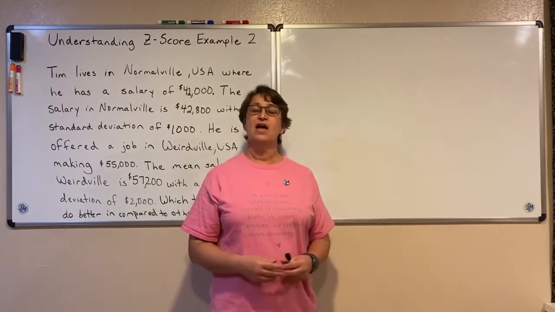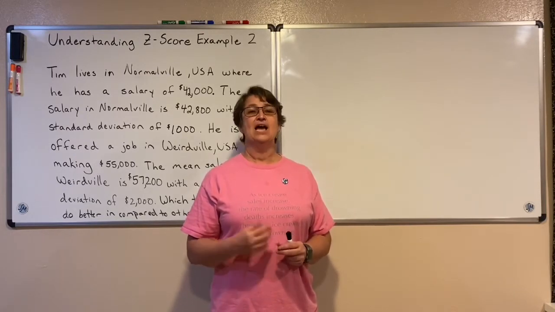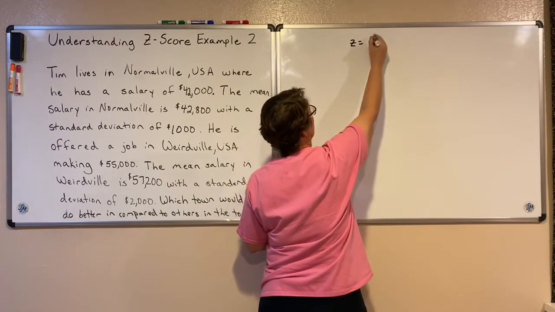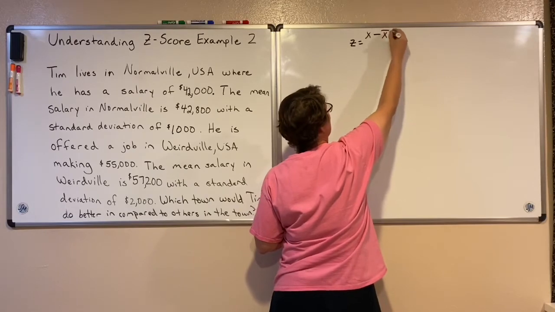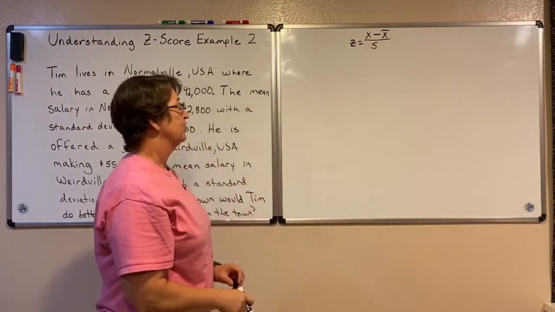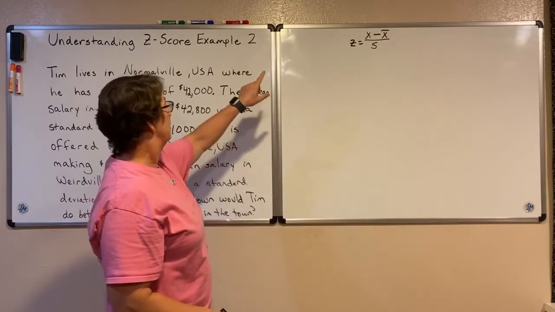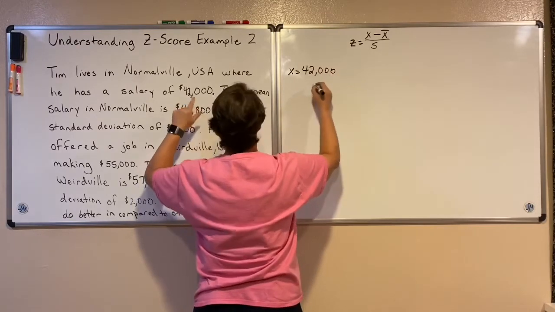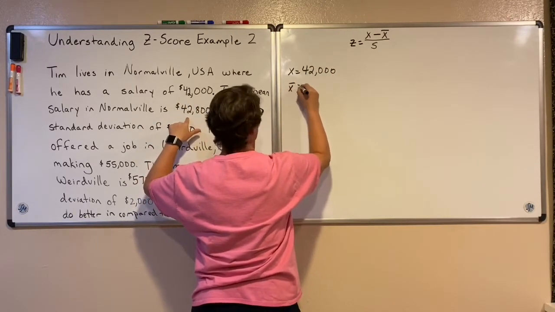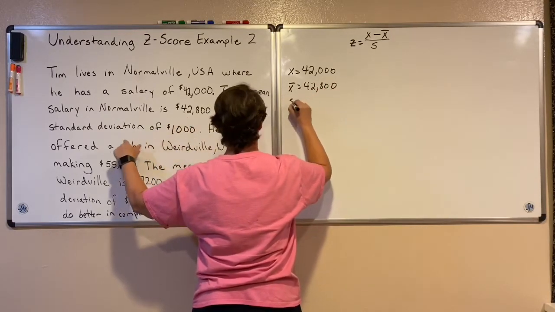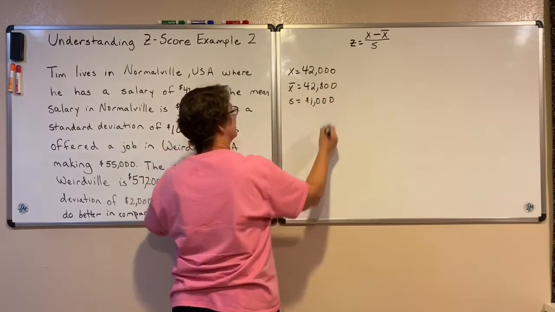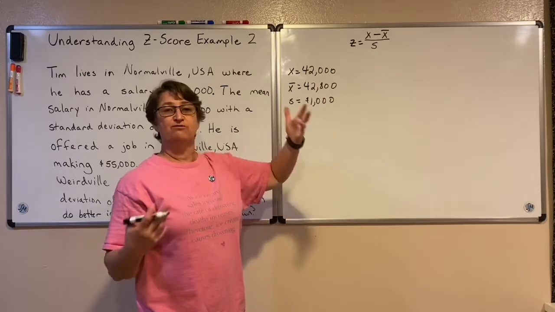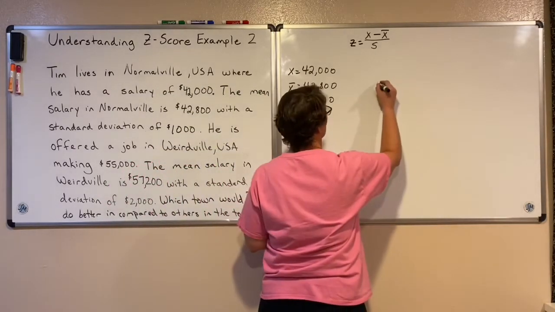Remember, the z-score just tells us how many standard deviations away from the mean a particular data value is. And we can use this formula to help us find the z-score, where our z-score is just the difference between our data value and the mean divided by the standard deviation. So let's look through and find those different values. In our problem, his salary of $42,000 is our data value. The mean is $42,800. And the standard deviation is 1,000. So we can already tell just by looking at these numbers that Tim makes below average salary. And we just want to know, how does he fare compared to the rest of his compatriots, the rest of the people in his town.